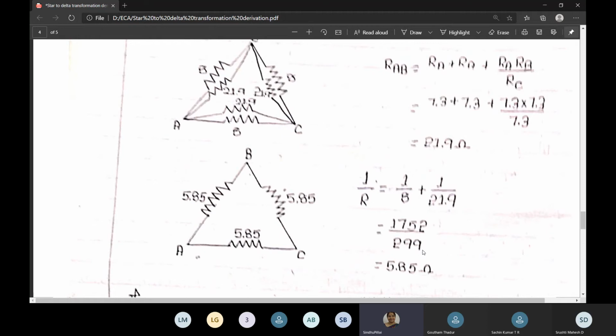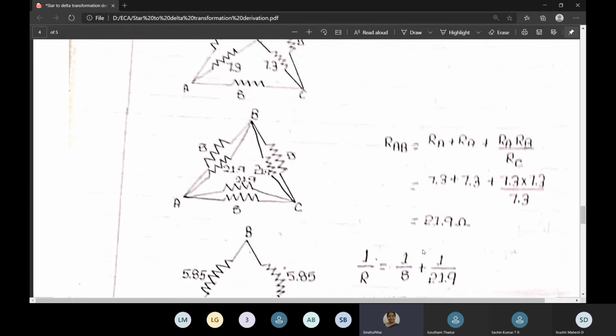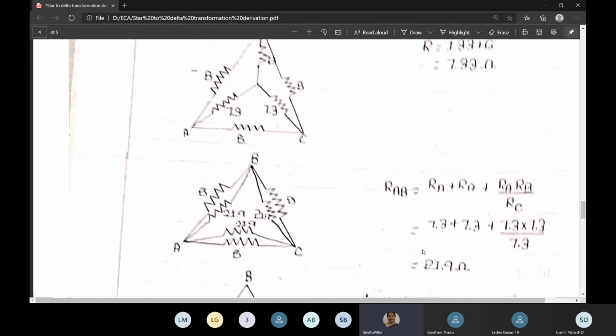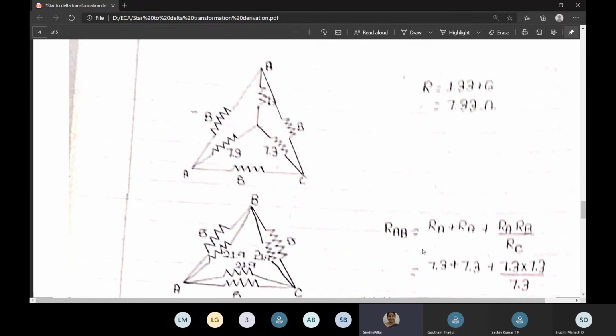So first check any series connections are there, then check which is convenient, if you convert star to delta or delta to star, which will make the network simple.